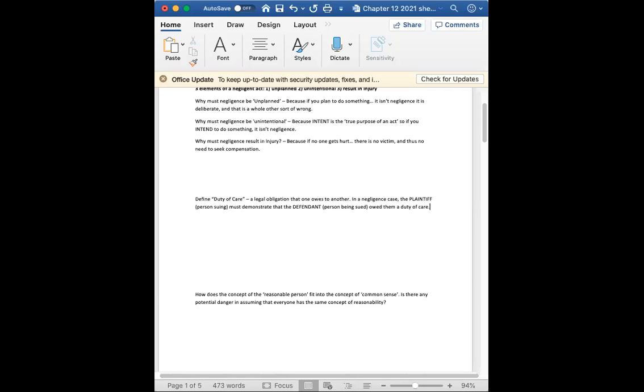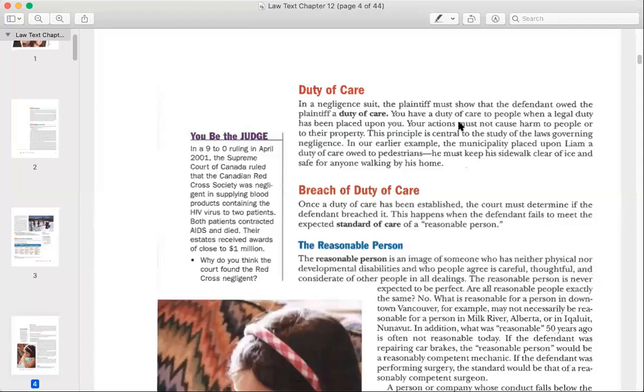Okay, and you don't always have to sign a document in order to have a duty of care, right? You can assume that responsibility depending on the position that you happen to be in. So again, like I said, if you are driving a car, that's a classic example. You owe every other driver and every pedestrian a standard of care, to obey the rules of the road, to be responsible, to be thoughtful, and to make sure that you aren't doing stupid things. Your actions must not cause harm to people or to their property. This principle is central to the study of the laws governing negligence. In an earlier example, the municipality placed upon Liam a duty of care owed to pedestrians, that he must keep his sidewalk clear of ice and safe for anyone walking by his home.